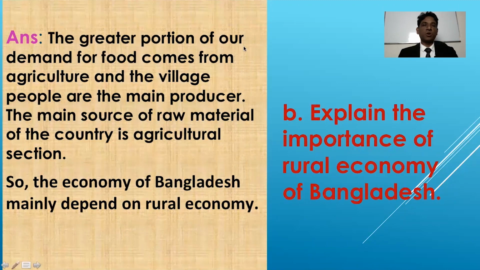The greater portion of our demand for food comes from agriculture, and the village people are the main producers. And the main source of raw materials of the country is the agricultural sector. So what does raw materials mean? We use raw materials to produce things in factories, right? So all raw materials come from village areas. Farmers grow various types of crops and raw materials in village areas. Okay. So the economy of Bangladesh mainly depends on rural economy.